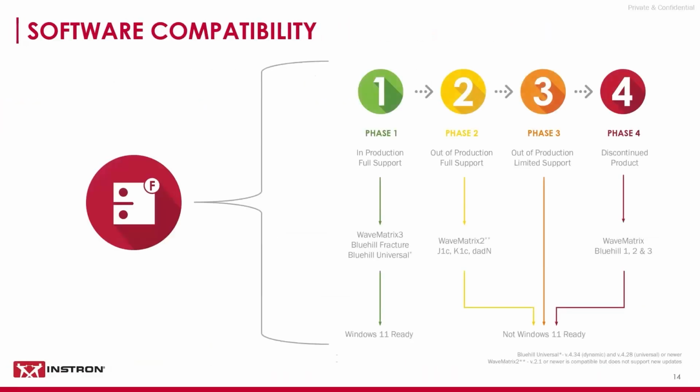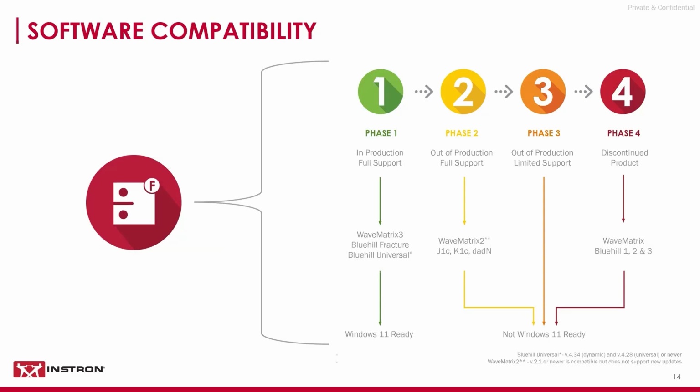So focusing in on software compatibility a little bit here. Again, the understanding is to look to see what your software is and check your software. It's relatively easy to understand what software you have, and I'll get to that in a little bit. But ultimately, if your software is Wave Matrix 3, Bluehill Fracture, Bluehill Universal, they're all Windows 11 ready. If your system has Bluehill Universal on it, I think it's important to note that from a dynamic systems point of view, for fatigue, fracture, and all that testing, you need version 4.34. On a universal or static machine, you will require version 4.28 or newer.